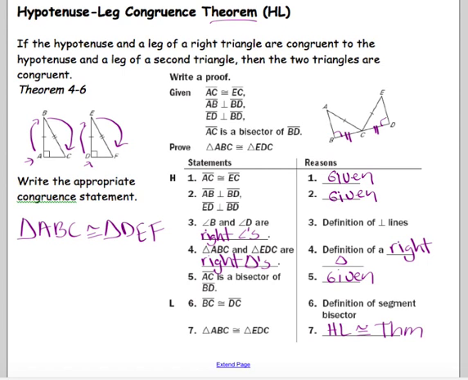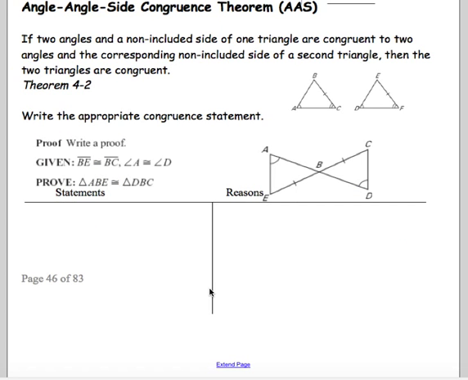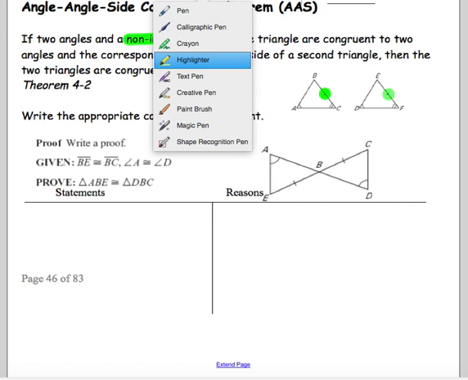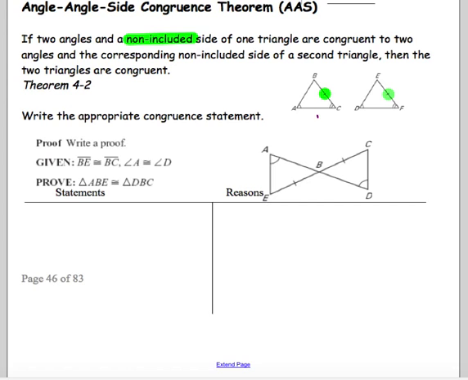The last method for proving triangles congruent that we're going to talk about is angle side. In this particular one, if 2 angles and a non-included side, very important there, non-included side. A non-included side will be a side that is not between those 2 angles. Notice how the sides that are marked are not between those 2 angles. This would be the side that's between those 2 angles, and in this case, the sides that are marked are not between those. So that's what they mean by non-included side.